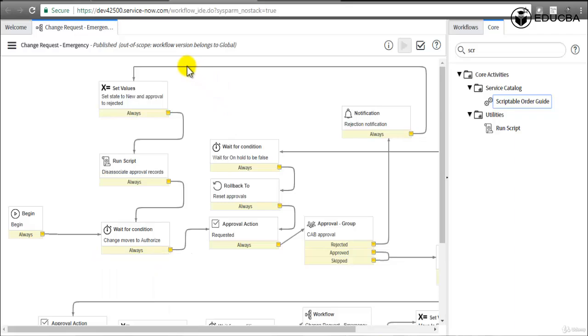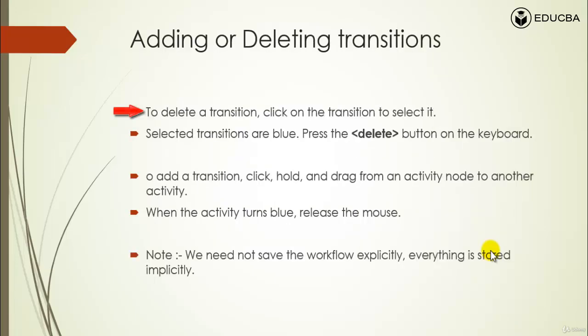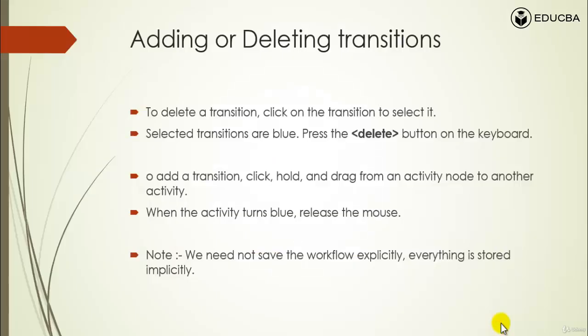After that, take these transitions and place them clearly. Now we'll understand adding and deleting transitions. To delete a transition, click on the transition to select it, and then click the delete button. As simple as that. And if you want to add a transition, just hold and drag from a node to another activity, and the transition gets created. When the activity turns blue, release the mouse. Note, as I said, we need not save it explicitly, everything is stored implicitly. So for creating the node, just catch it here, bring it here, and it creates, and if you don't want it, click it here and delete it. So this is about adding and deleting transitions.